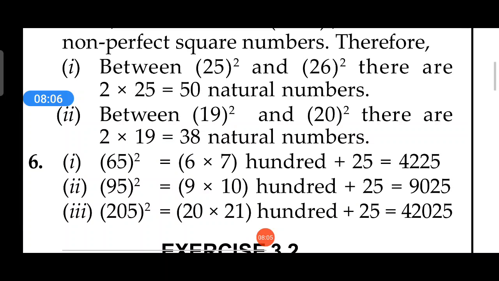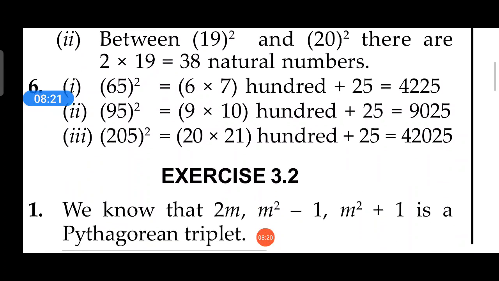So here 65 square is 4225, because 5 square is 25, so at the end we have to add 25. 95 square is 9025. 205 square is 42025.